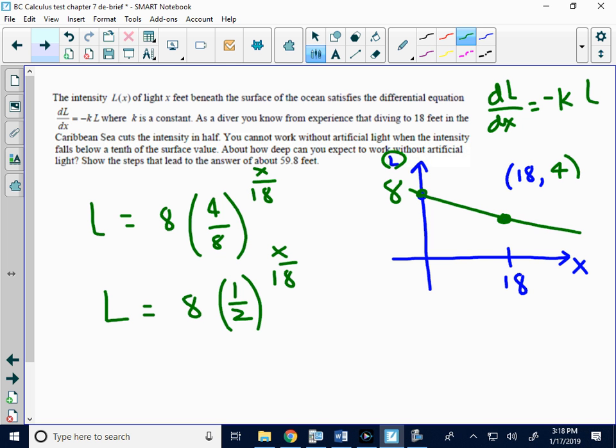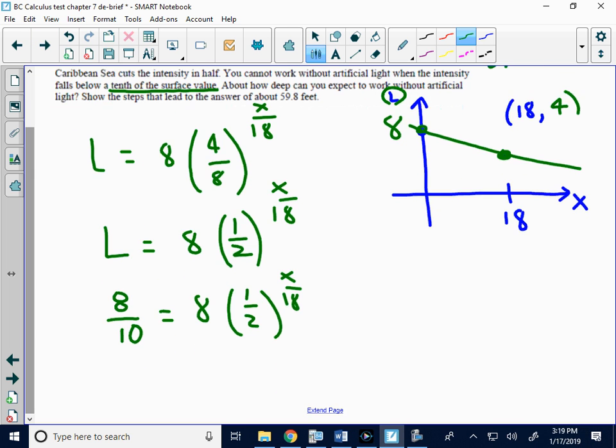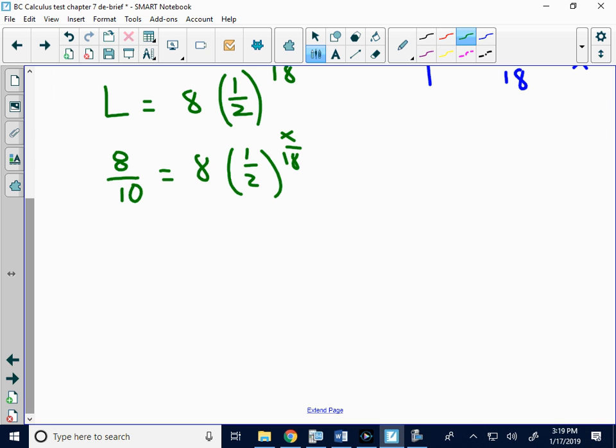Now, it says, how deep can you expect to work without artificial light? And that's supposed to be 1/10, so 1/10 of the surface value. My surface value was 8. 1/10 of that is 8/10. Our task is to solve for x. So first of all, divide by 8. So we get 1/10. Take the log of both sides. I'll use natural logs.